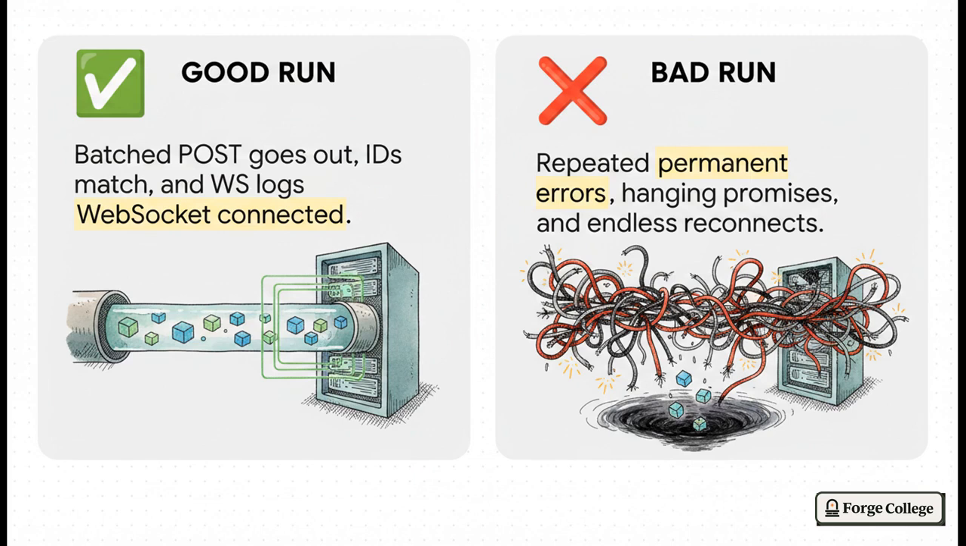In a good run, you're going to see a single batched HTTP post go out, the response IDs will seamlessly match your queued promises, and your WebSocket logs will gracefully stay connected. But in a bad run, you'll see repeated permanent errors because your classification logic is flawed, or promises hanging forever because your node doesn't actually support batching, or maybe a WebSocket just endlessly reconnecting due to a blocked port.